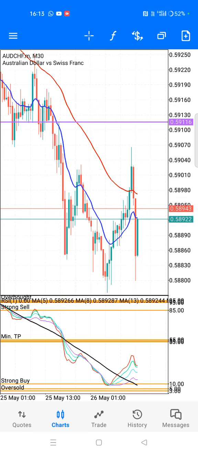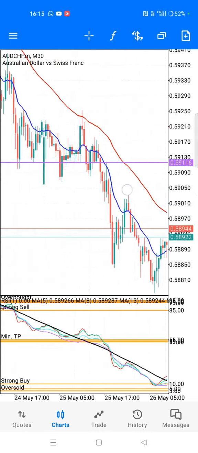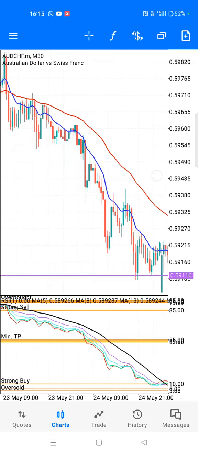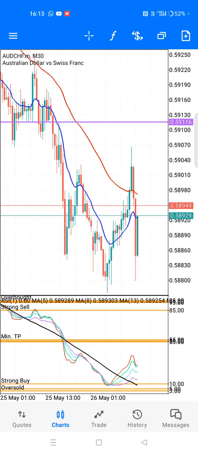Example, Australia or the Swiss franc has upcoming news, red folder. It gives a negative or positive result to either one of these currencies, the Australian dollar or the Swiss franc. Then I'm sure it's gonna break this demand zone and then go to the next demand zone, then go to the next supply zone. I'm sorry. But if you have those basic candlestick pattern movements, I'm sure you know what to do.